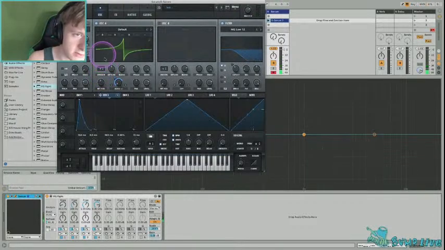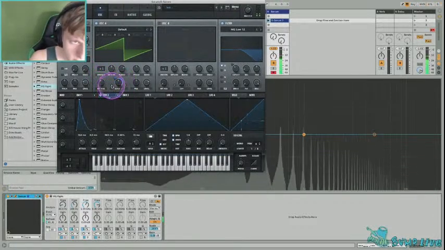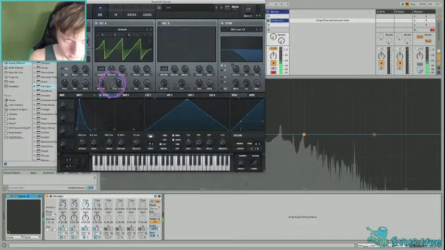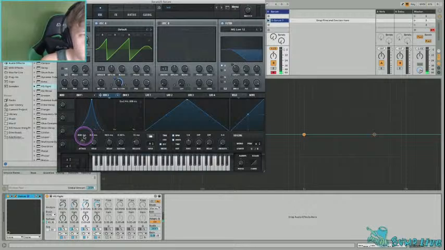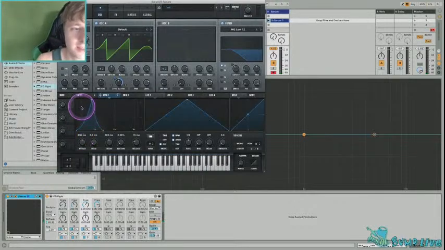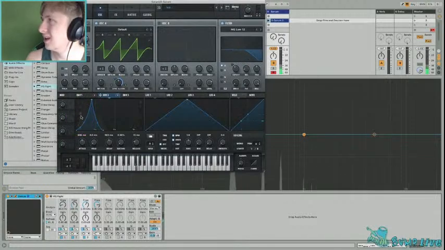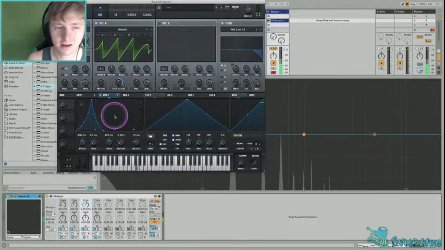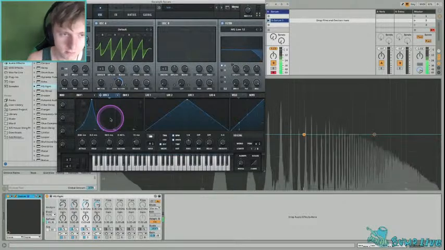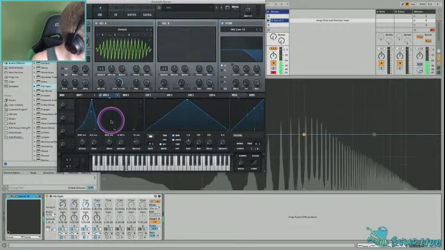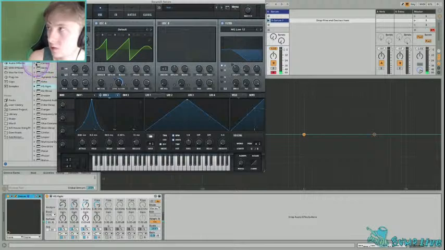It didn't really make much of a difference, did it? I'm going to make the attack longer, so this one will peak first, and then as it's decaying, the sync will go up. Right? So yeah. So you can make all sorts of interesting sounds with this.